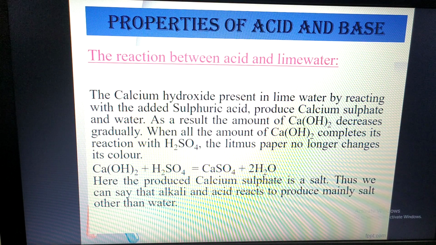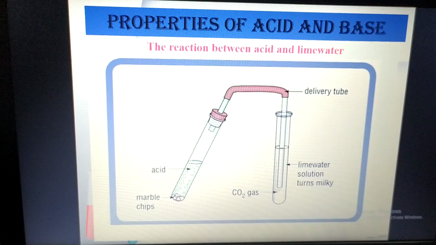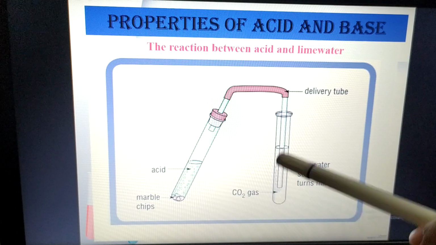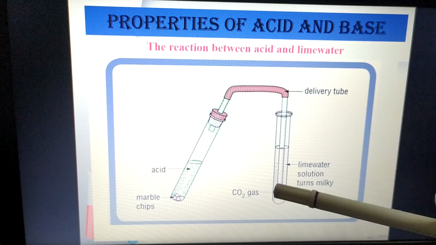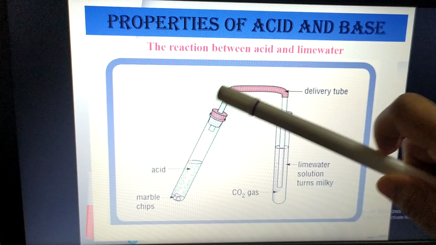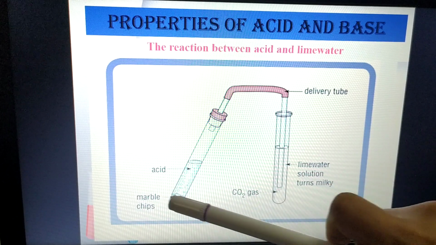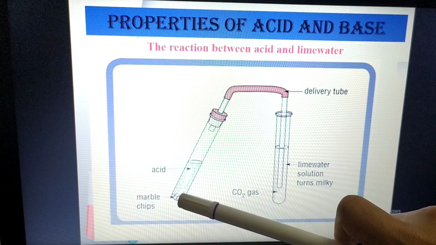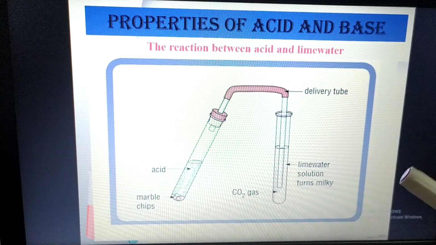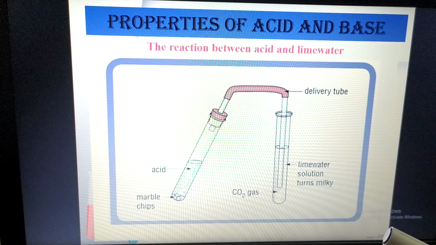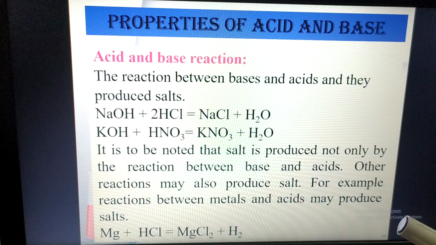If you do this experiment and take the water, you will see there is no change of color. So here, lime water with the acid, and it will produce the marble chips. Okay, why? The salt and water are produced, that's why. Clear? I hope so. Next one, acid and base reaction.